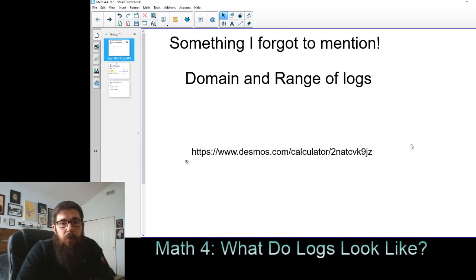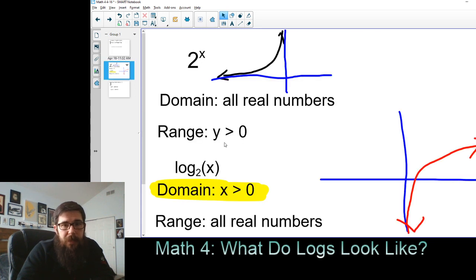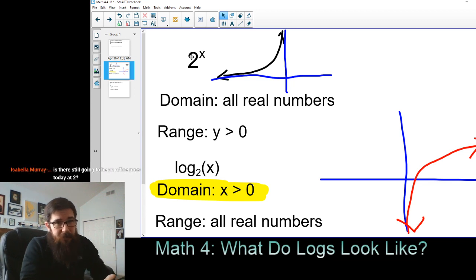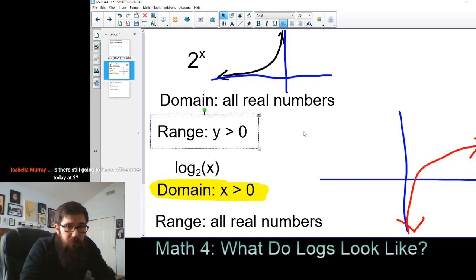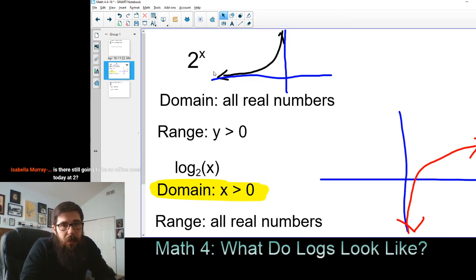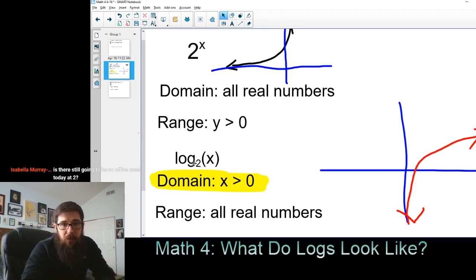So here's the takeaway. I'm doing this with 2 to the x, but it doesn't really matter what the base is. It's still going to be true. The domain for any exponential is all real numbers. Its range is greater than 0. I've got a rough sketch of this here. Actually, I should shift this. There we go. That's a little better. It doesn't matter what this base is. It's just going to change how fast it grows. Cool. Log base 2 is the inverse because those bases match.